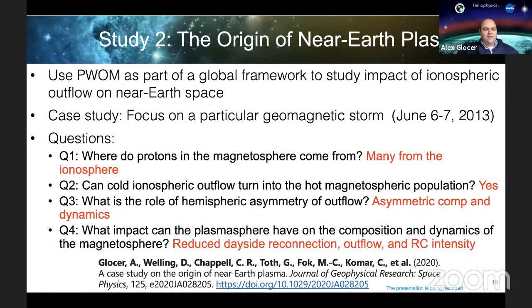And finally, we're going to look at what impact the plasmasphere can have on the composition and dynamics of the magnetosphere. And in particular, you're going to see that when we introduce the plasmasphere, you can end up reducing the day-side reconnection rate. This will result in a decreased solar wind magnetosphere coupling, which will suppress the outflow and change the ring current intensity.